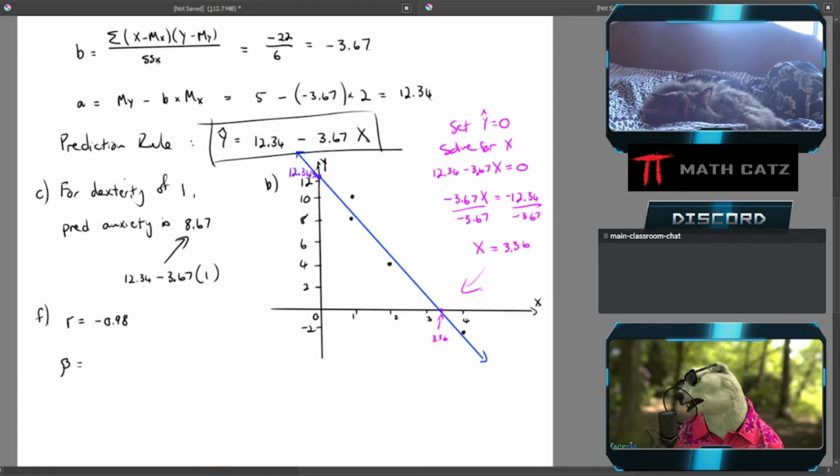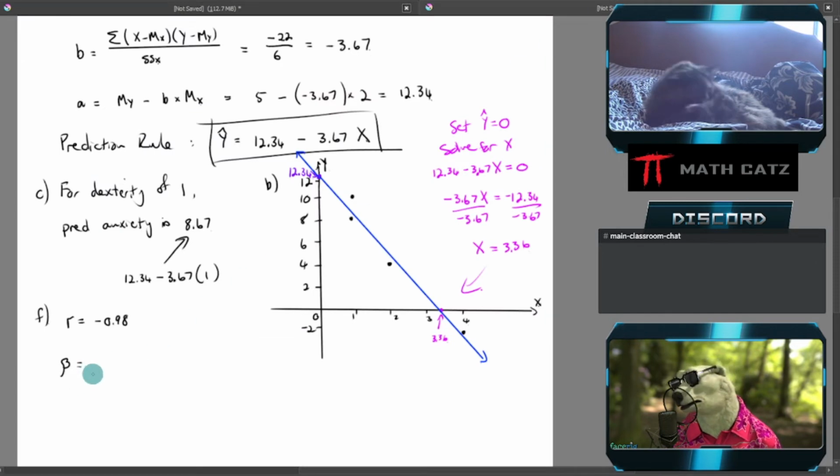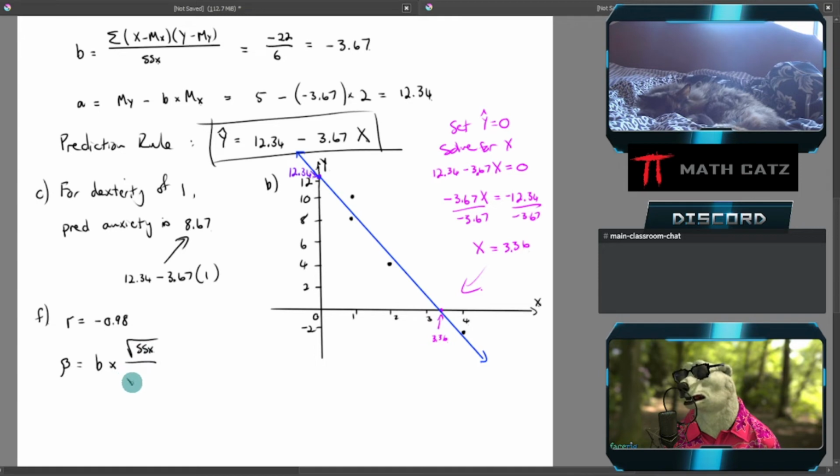Unfortunately, this is also not in the formula sheet. Don't ask me why. I didn't write the book as good as the book is. It is unfortunately not there. So I'll give you the formula. It is the B coefficient in my prediction rule times the square root of the sum of the squares of x over the square root sum of the squares of the y variable.